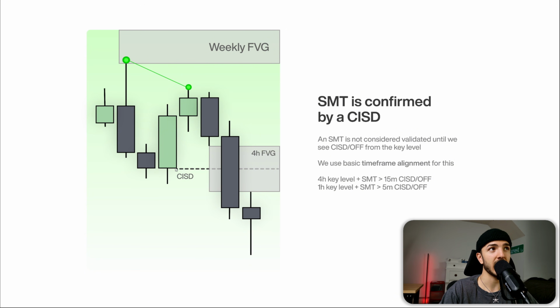So once we get a body close below this opening price of these two consecutive up close candles, that's our change in state of delivery, and that validates this as a valid SMT.